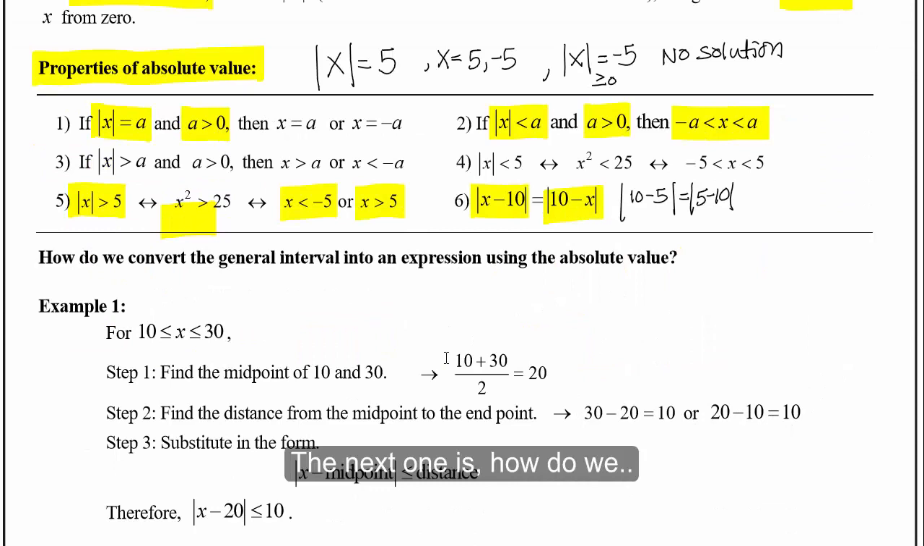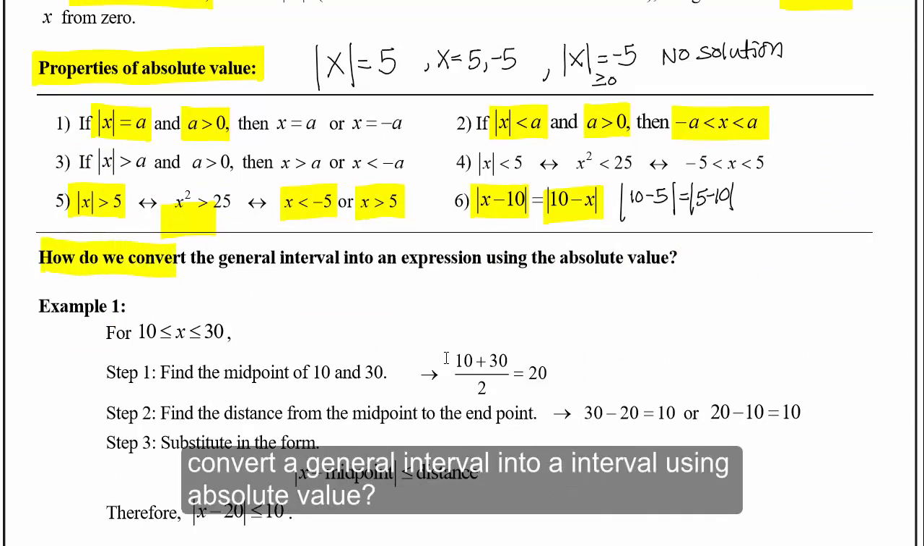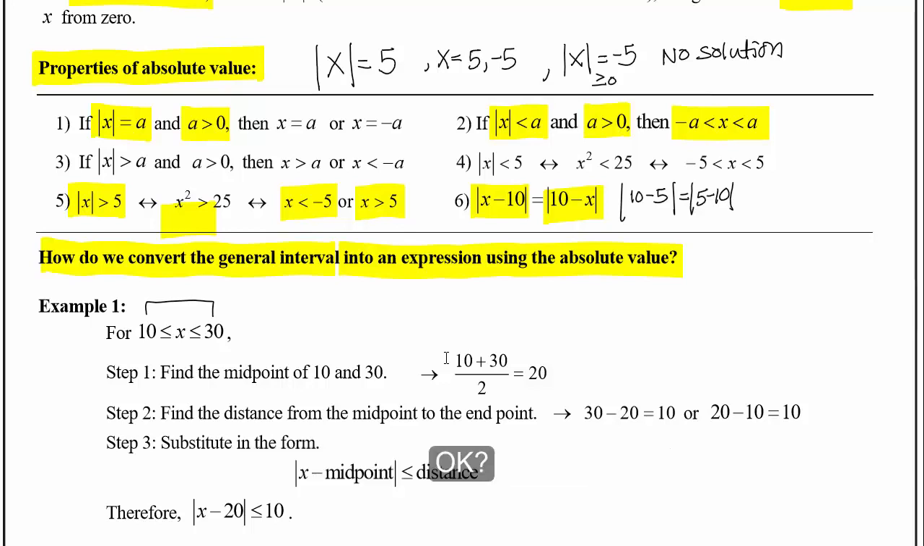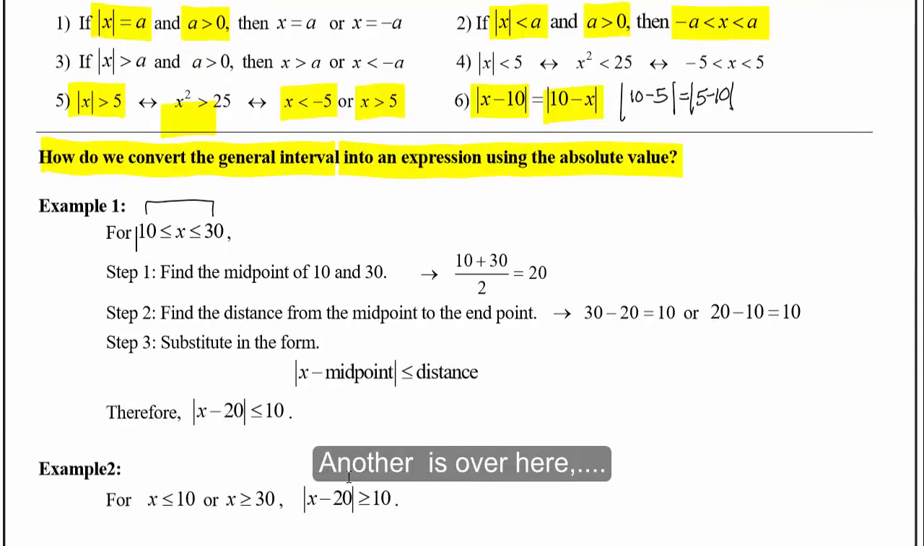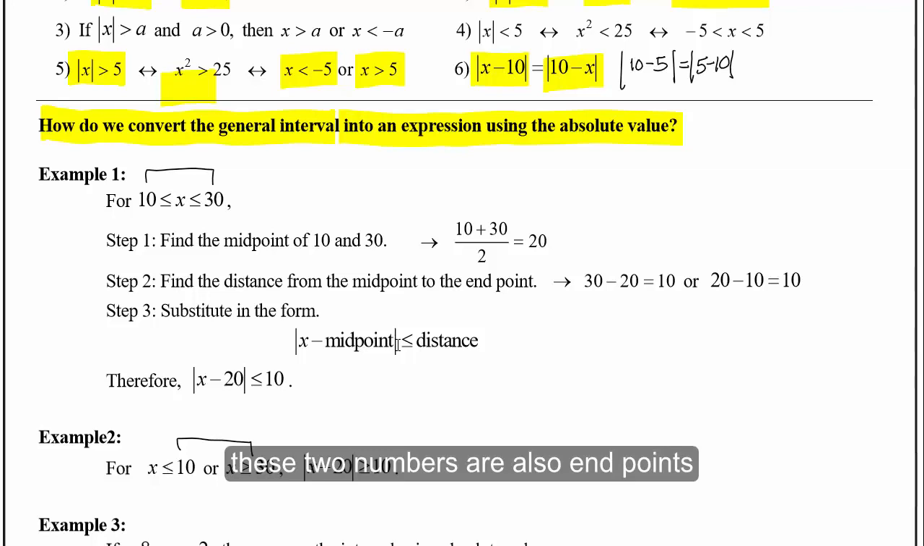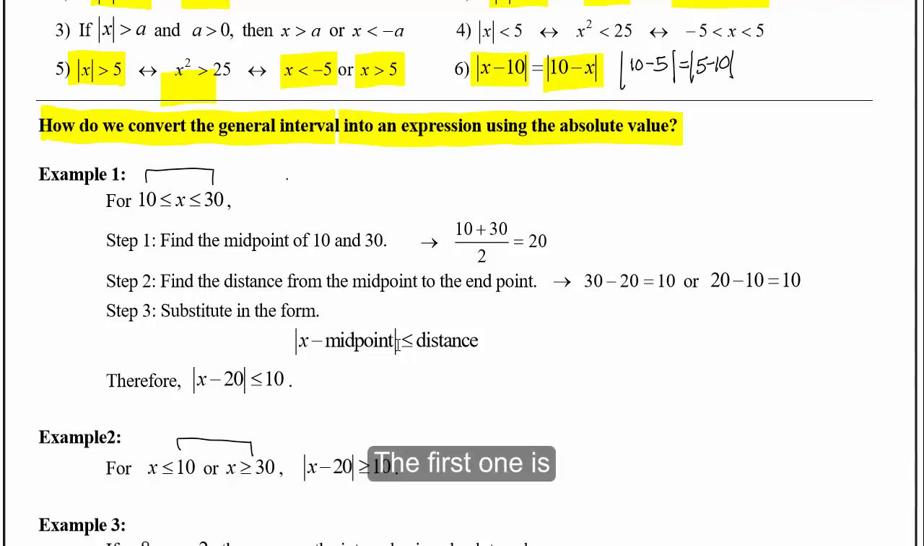The next one is, how do you convert a general interval into an expression using absolute value? Convert a general interval into absolute value, okay? Some intervals have 2 endpoints. These two numbers are endpoints, okay? Another one is over here. These two numbers are also endpoints. Good.